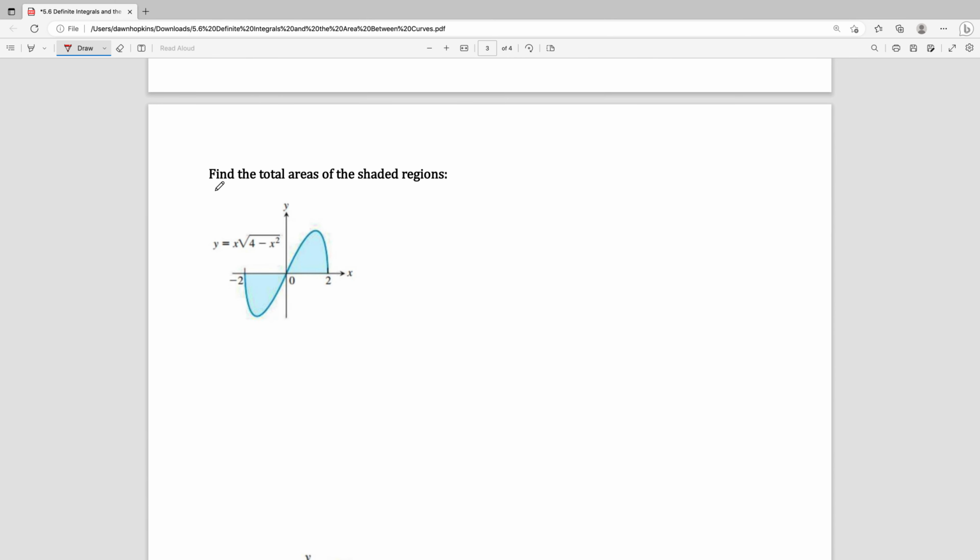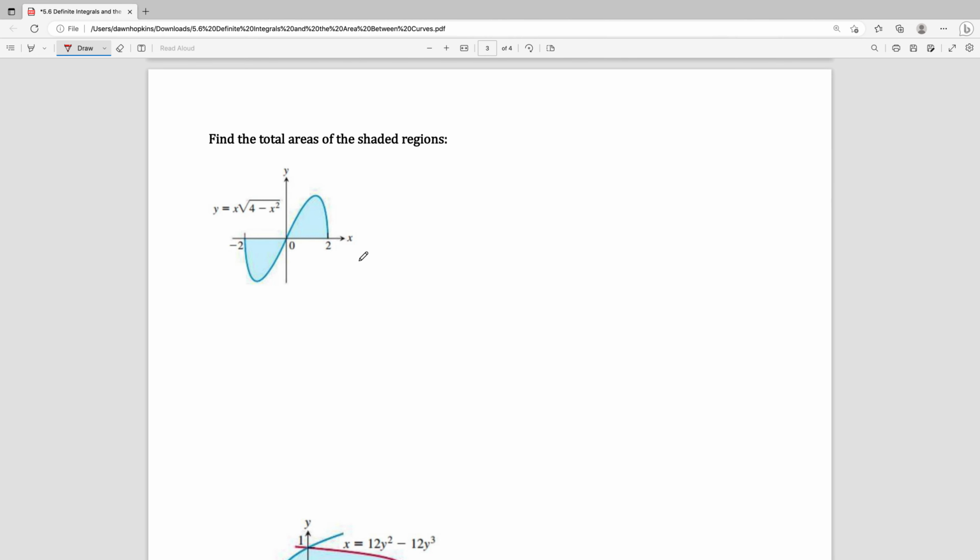Notice here it says find the total areas of the shaded regions. This first example actually goes back to the first page of the notes. This function is symmetric with respect to the origin. It's an odd function. That means if I were to integrate from -2 to 2, it would be a wash because the area that's above the x-axis is equal to the area that is below it, except they'd be opposites of each other. So when you add them together, you're going to get a 0.